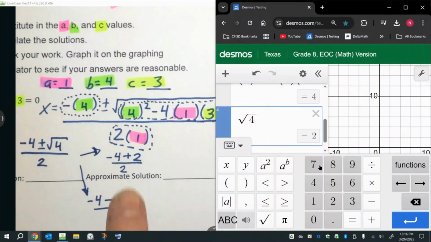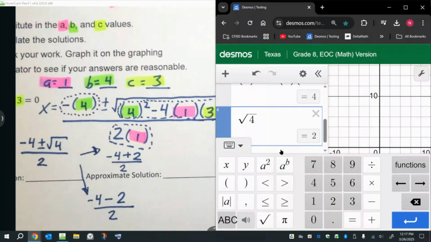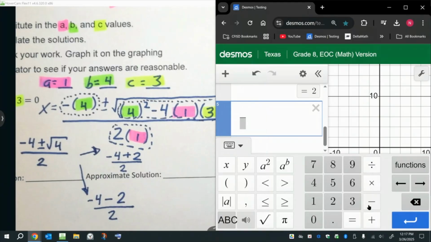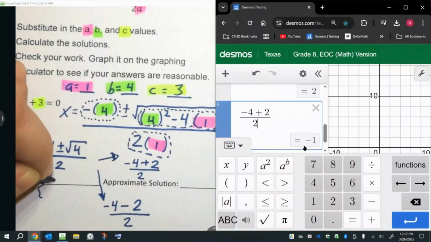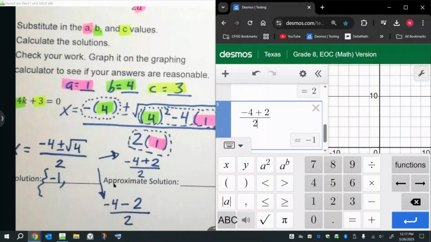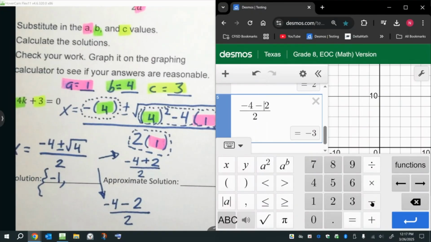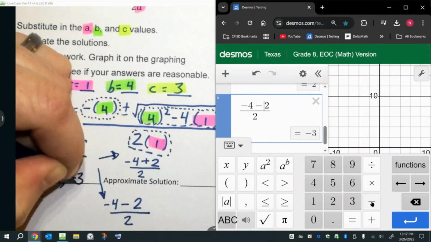All right, so what would be my answer for this one? Start with the division sign and type exactly what you see. Negative 4 plus 2, and then at the bottom, we'll type 2. And that gives me negative 1. So my exact solution set, where this is going to cross, is at negative 1, and then the other one is negative 2. So you can just go over here, make that a minus, and so now it reads negative 3.